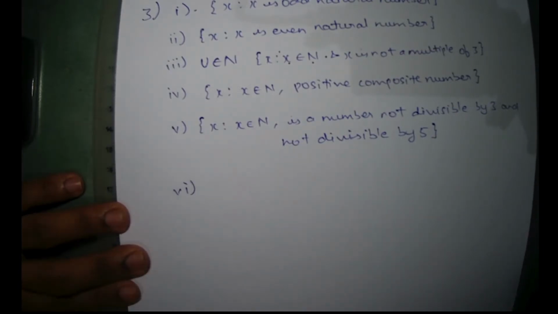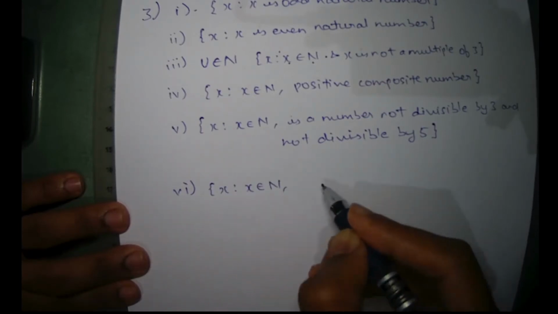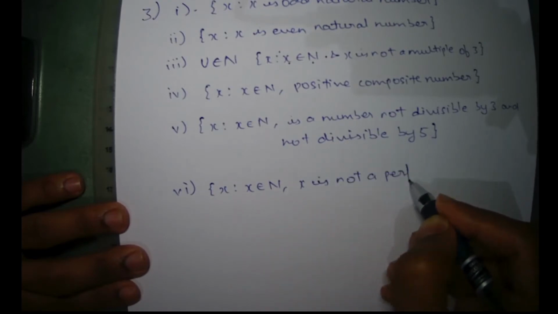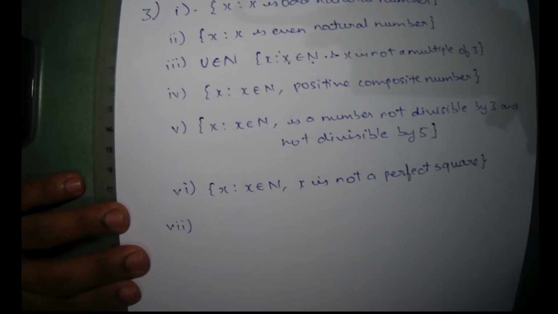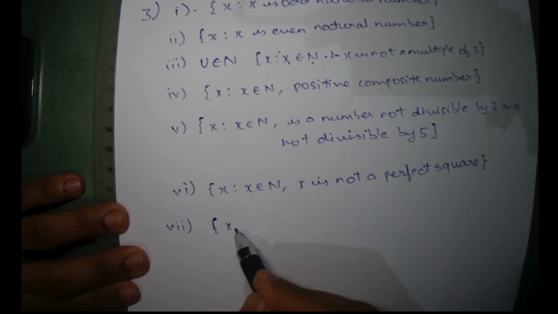Sixth, we have X is a perfect square. So then it's a simple answer. We have X, where X belongs to natural numbers, X is not a perfect square. So seventh, we have X is a perfect cube. So the answer will be similar to the previous one.